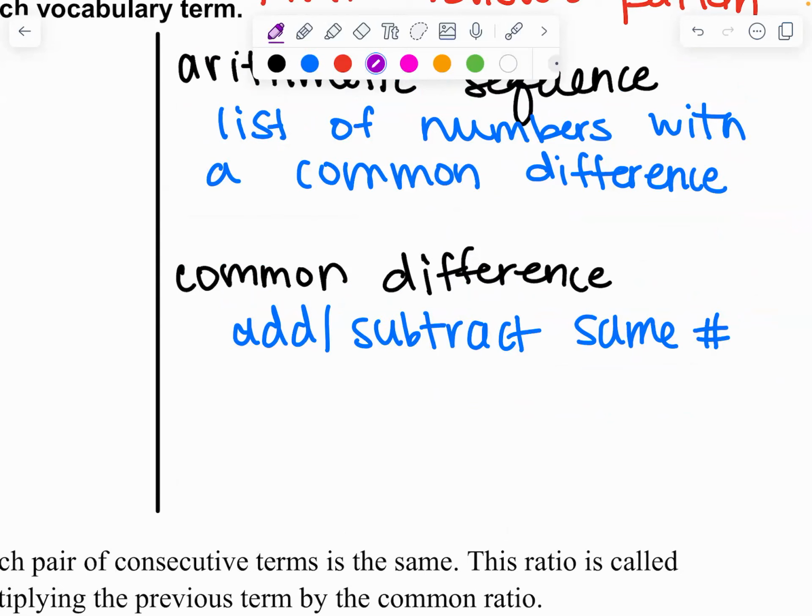Okay. So this sequence, 2, 4, 6, 8, 10, 12. This is what's called an arithmetic sequence. Why? Because it's adding 2 every time. We have a pattern of adding or subtracting the same number between every term. So notice how we are plus 2, plus 2, plus 2, etc.